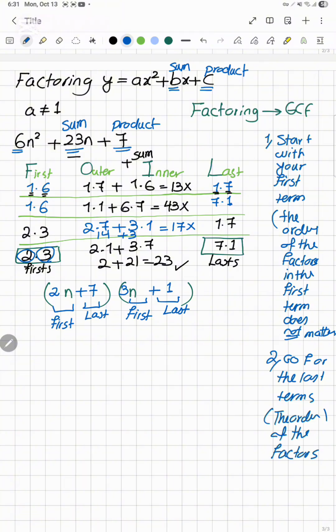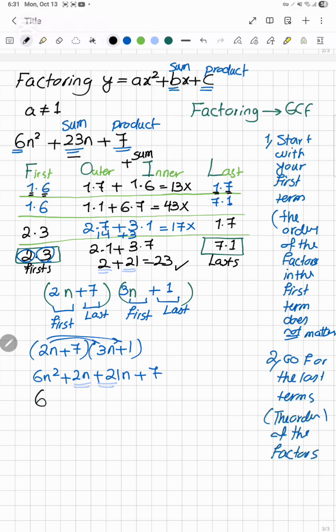In order to check if your answers are correct or not, you're going to multiply these back to each other to check if you have got the right answer. So it's going to be 6n squared plus 2n plus 21n plus 7. Guys, I want you to pay attention to something. What you have over here is exactly what you have over here, 2 plus 21. So this is going to be 2 plus 21. Do you see that? 23, and because they're like terms, you add them, plus 7, and that's going to be the answer.